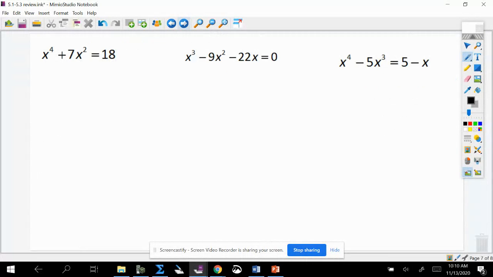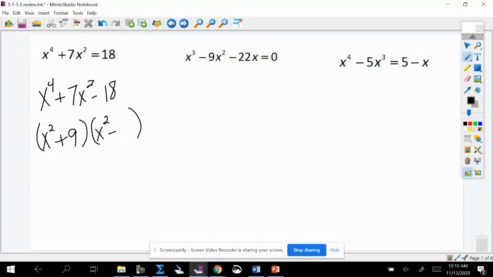I've got a few more. Keep going with this. So x to the 4th plus 7x squared minus 18. This breaks down. This is a basic FOIL factor, x squared and x squared. I need numbers that multiply to get -18 and add to get 7. That's +9 and -2.